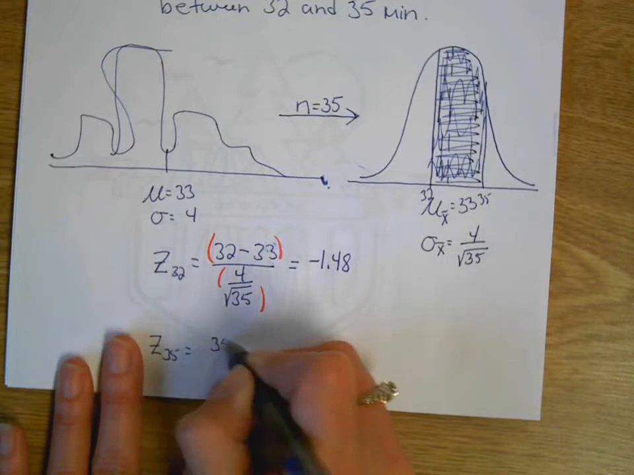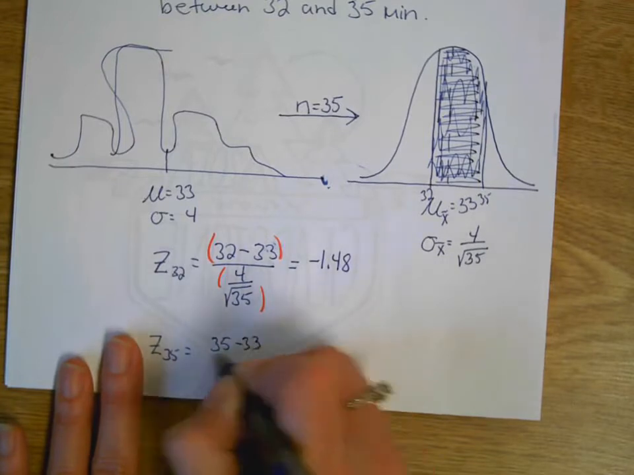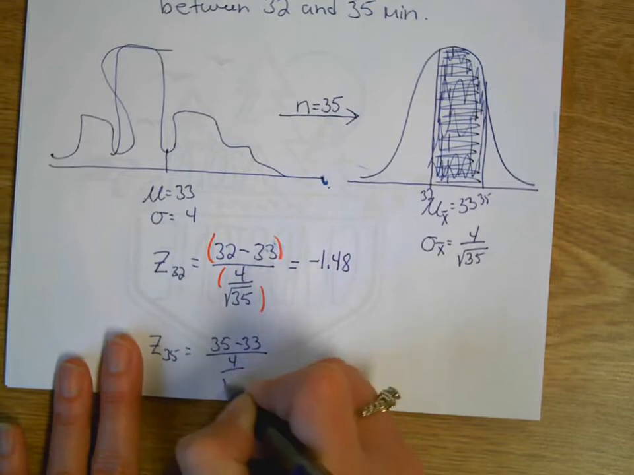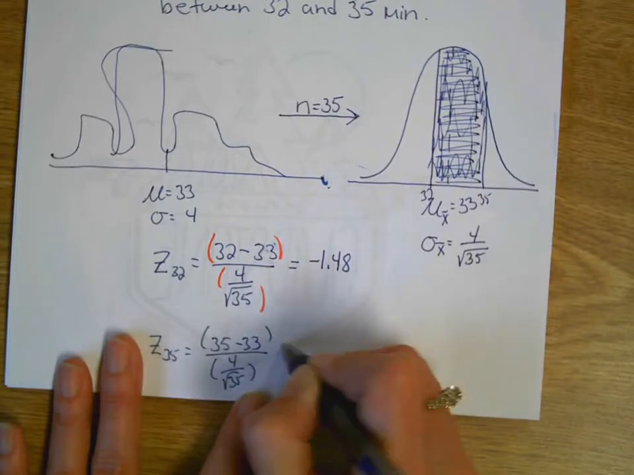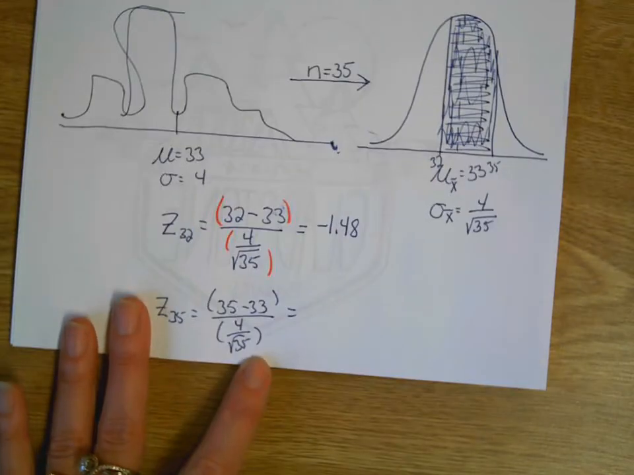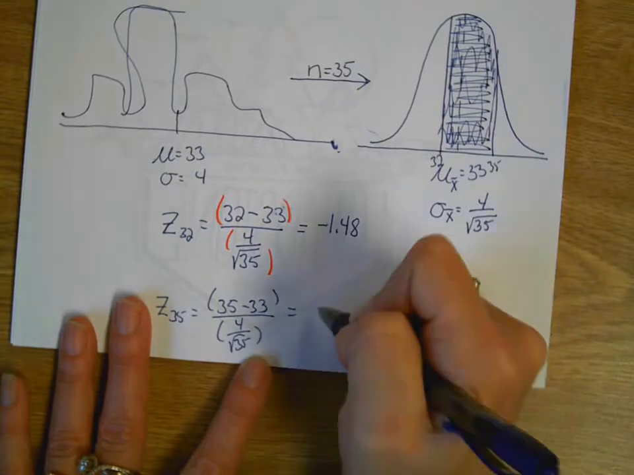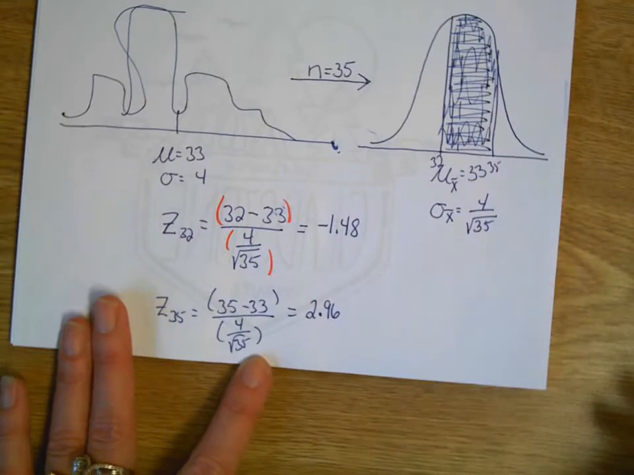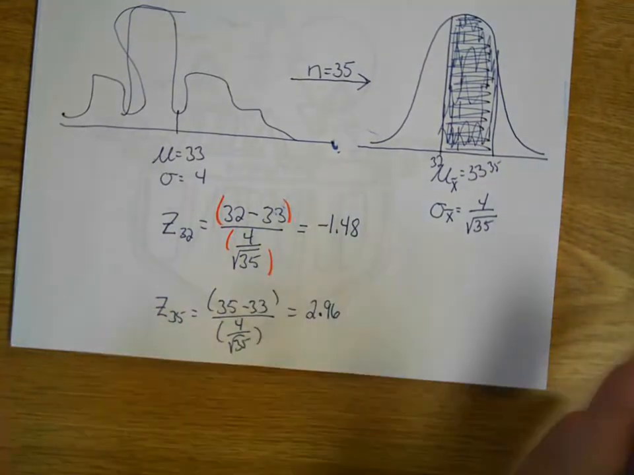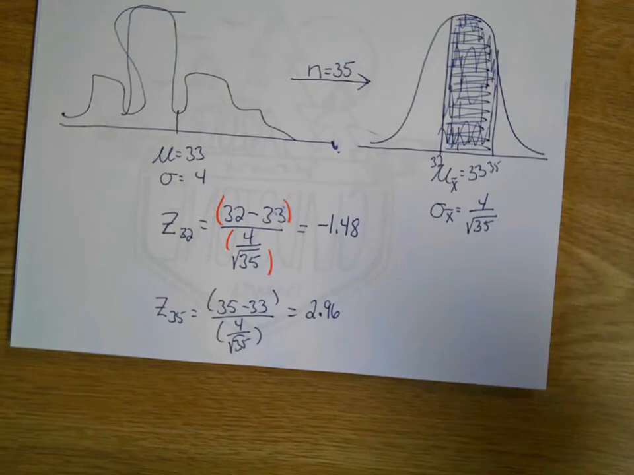So 35 minus 33 divided by that 4 over square root of 35. Parentheses. Remember how you can do that second entry thing and you can just go back and retype over that number instead of retyping the whole line again. And what's this z-score? 2.96. Now you're ready to go to your table, find the two areas behind them, and subtract.